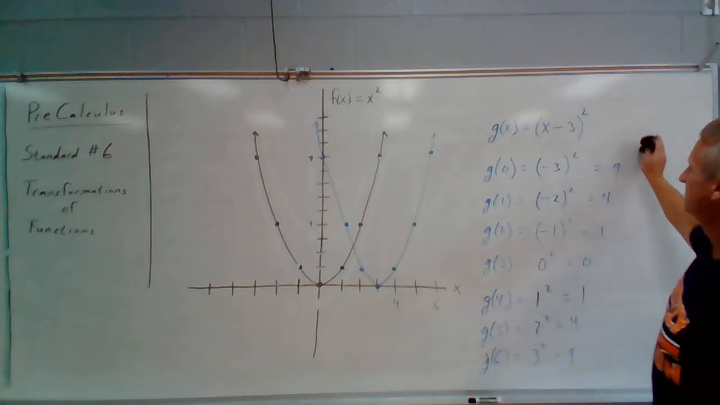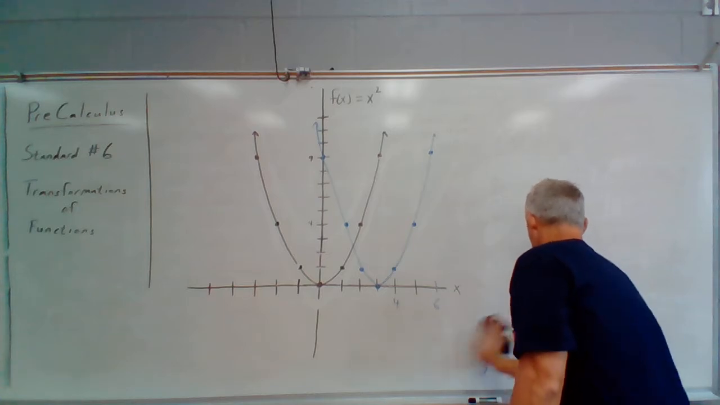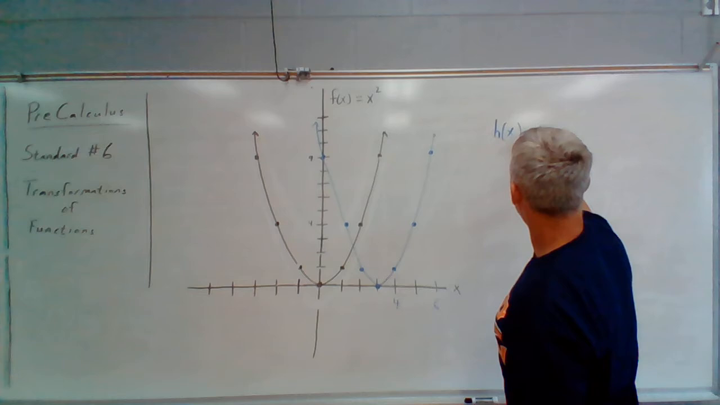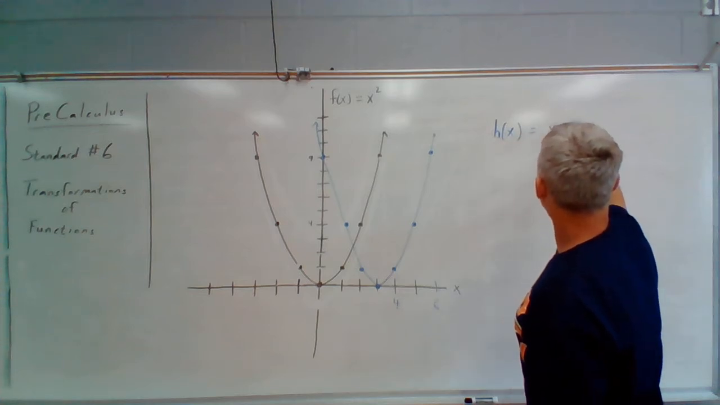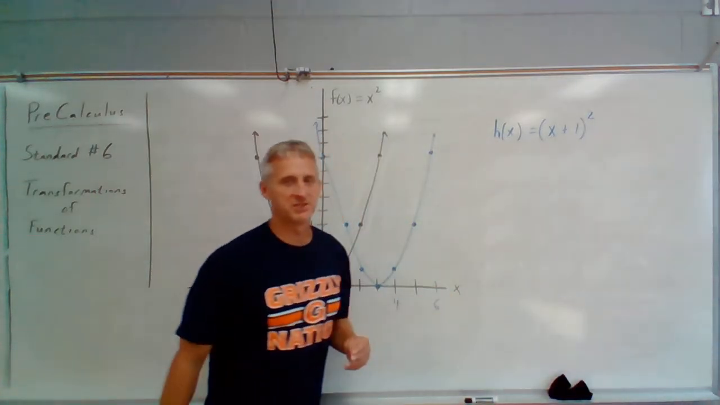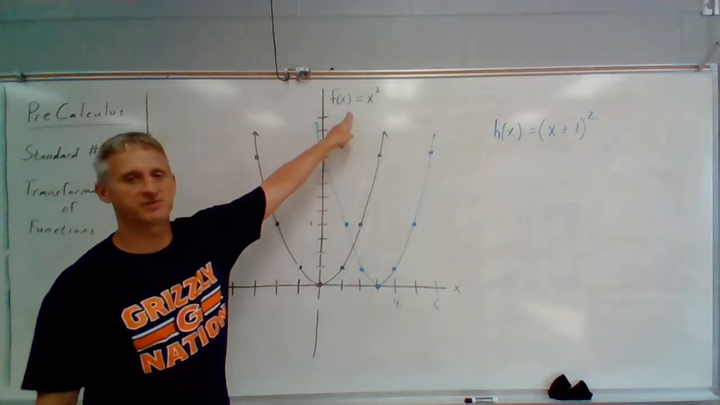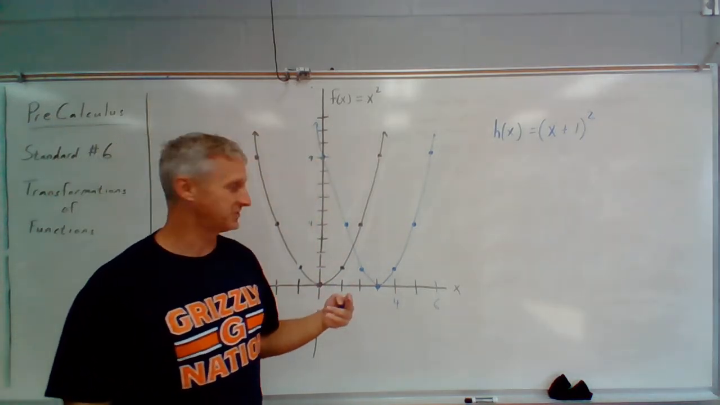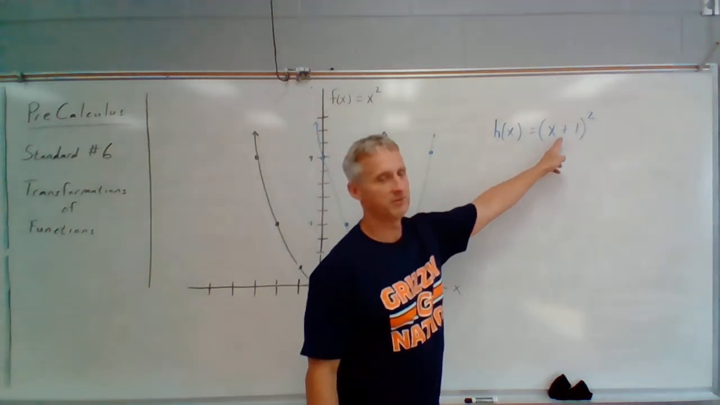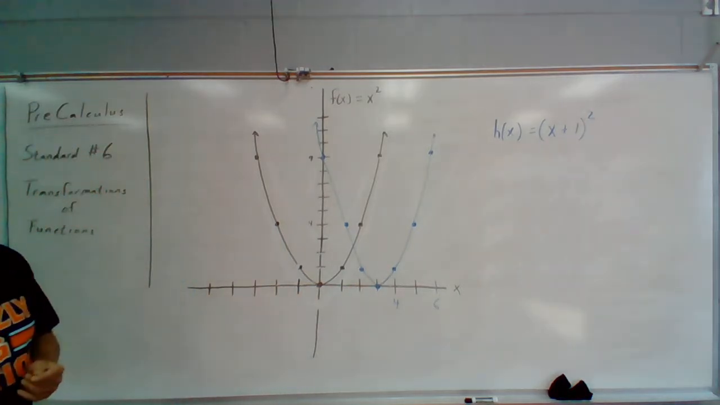All right, let's do another example. Let's do h of x equals x plus 1 squared. So let's make a conjecture of what this plus 1 inside the parentheses might do to the original black function. So if minus 3 shifted the original function right 3 spaces, plus 1 might shift the original function left 1 space. Let's see if that really happens.